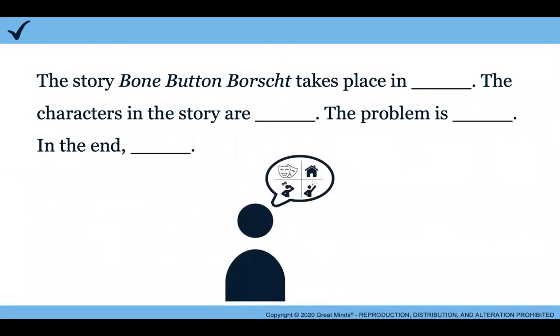Now let's put our story elements to good use. This says, in the story, Bone Button Borscht takes place in blank. The characters in the story are blank. The problem is blank. In the end, blank. I want you to practice this with your learning partner, but be sure to fill in the blanks. Pause the video now to recount the story.